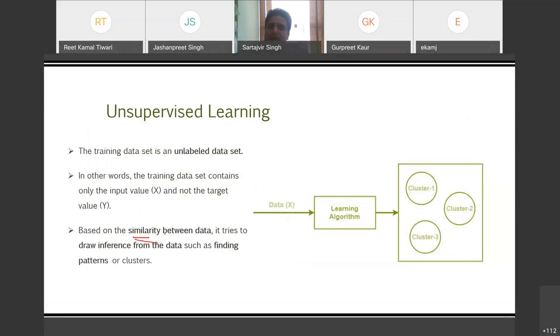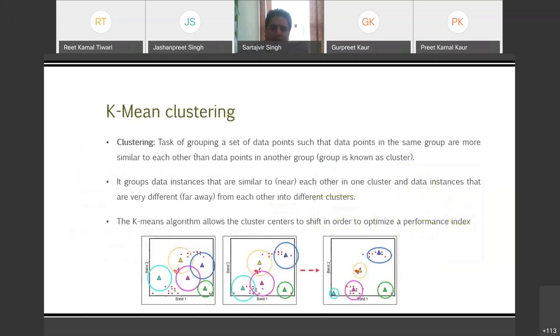So on the basis of the similarity between some grayscale levels, or a number of white portions or dark portions, it will assign the class. That is on the basis of similarity. And one example of unsupervised classification or learning is k-means clustering.